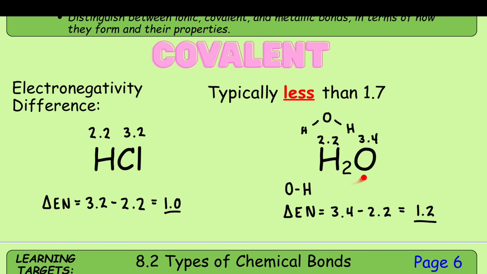If we have a water molecule, which has an oxygen atom in the center and two OH bonds, this would be a covalent bond here between the oxygen and hydrogen, and then a second covalent bond here between this hydrogen and oxygen. The electronegativity difference between oxygen and hydrogen is 1.2. So less than 1.7.